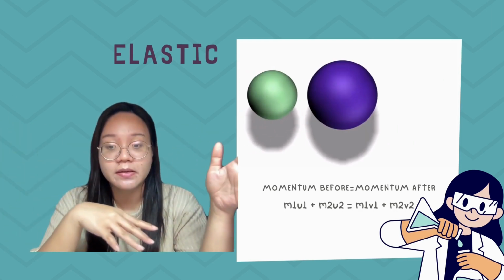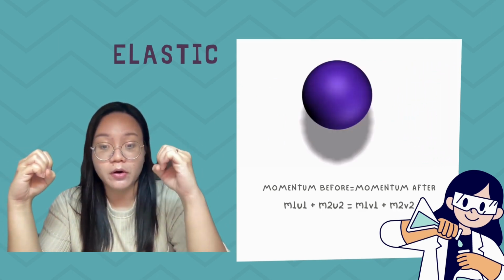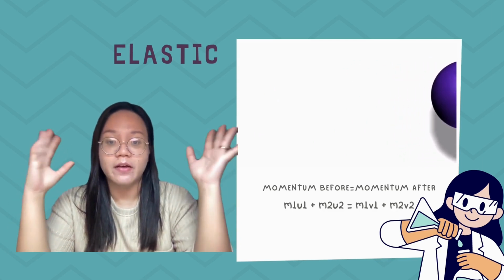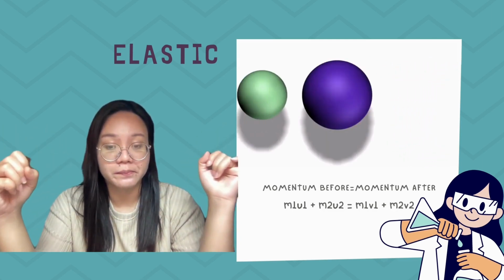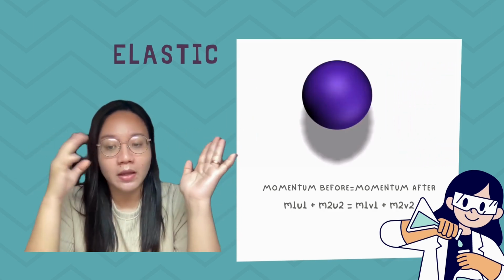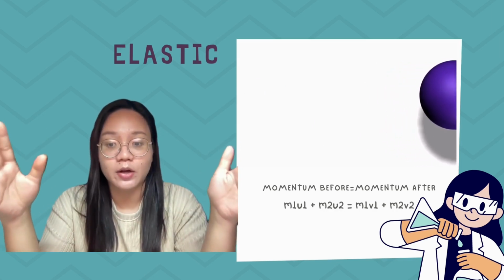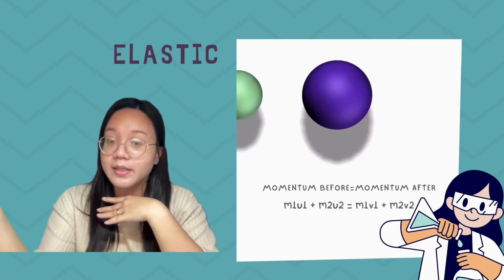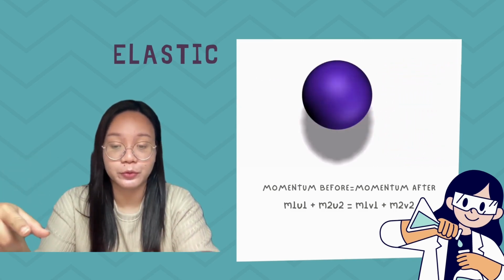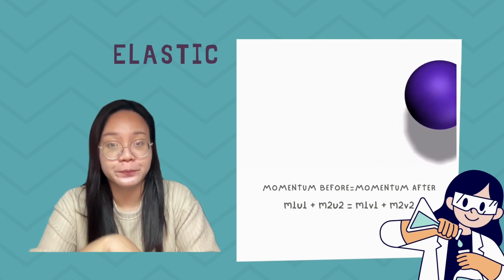In the last situation, the purple ball moves to the right after colliding with the green ball, whereby the green ball bounces back to the left after colliding with the purple ball. This situation with both balls having different speed after colliding is called elastic collision. Therefore, the formula is m1u1 plus m2u2 equal to m1v1 plus m2v2.